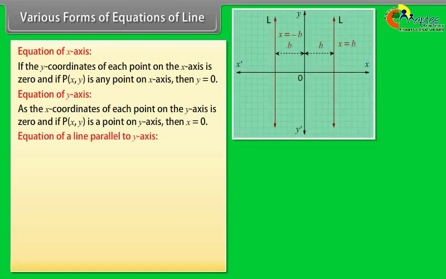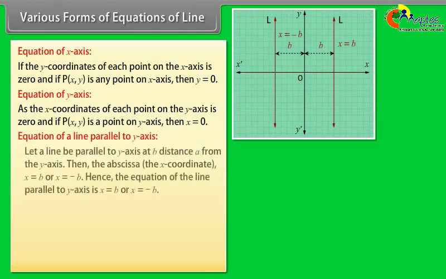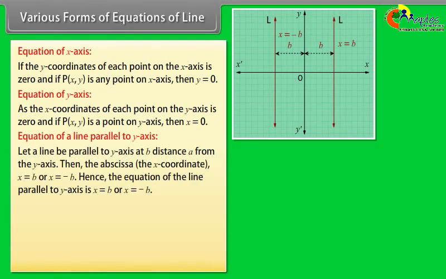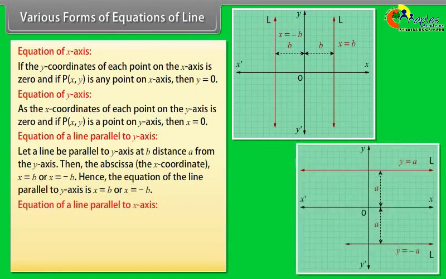Equation of a line parallel to y-axis. Let a line be parallel to the y-axis at a distance b from the y-axis. Then the abscissa, the x-coordinate, x is equal to b or x is equal to minus b. Hence, the equation of the line parallel to y-axis is x is equal to b or x is equal to minus b.